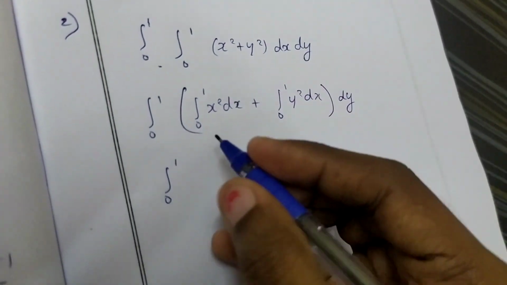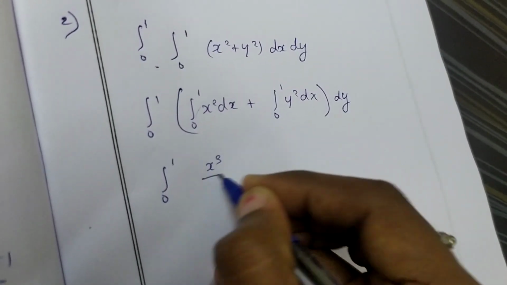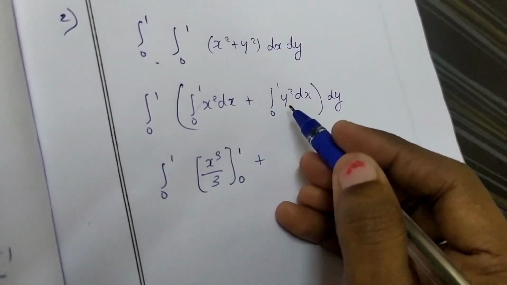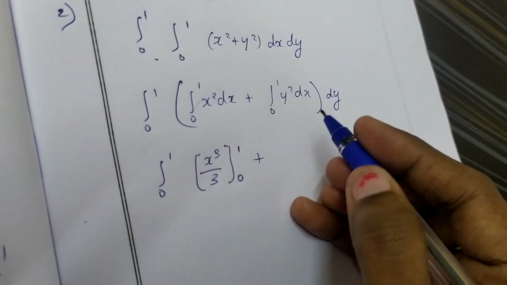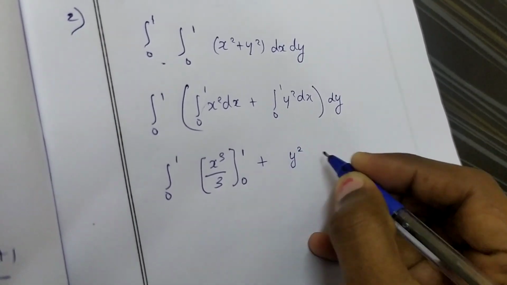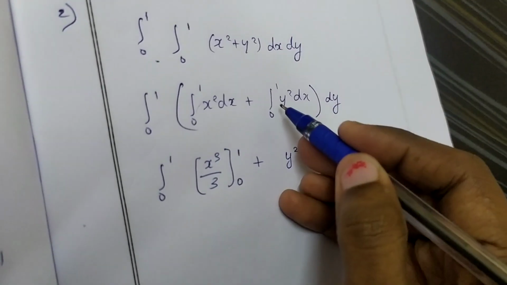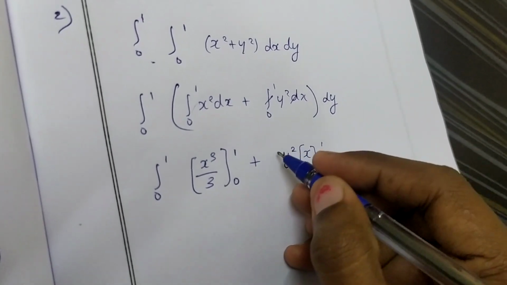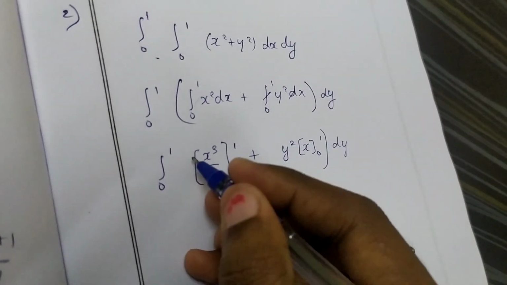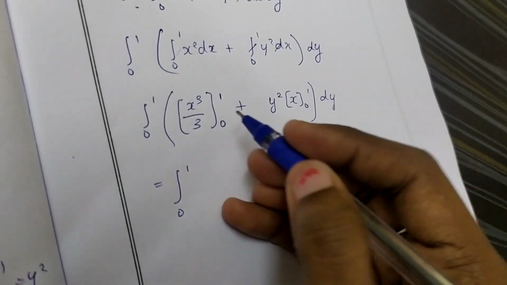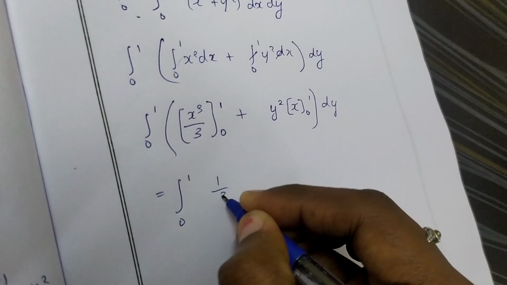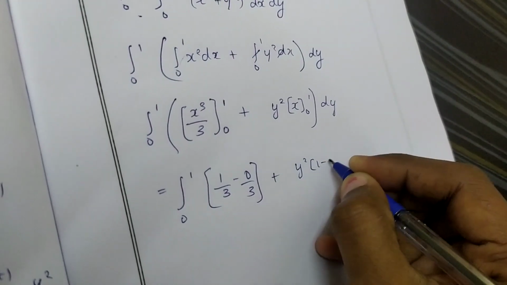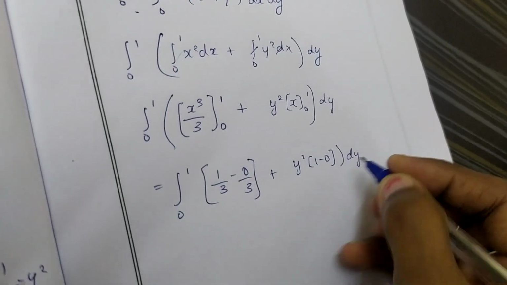So it's integral over 0 to 1. If you integrate x square, you will get x cube by 3. Upper limit would be 1, and lower limit will be 0. And here you have to integrate with respect to x, but you do not have x, so you put it as x square. y square stays as it is, and cancel this integration and d symbol. You will get x from 0 to 1. Understood? Into dy. Then integral over 0 to 1, substitute 1 and 0, 1 by 3 minus 0 by 3. Plus here it's y square into 1 minus 0 into dy.